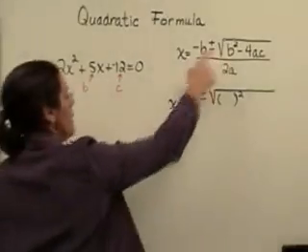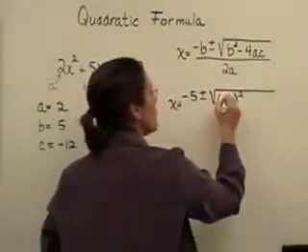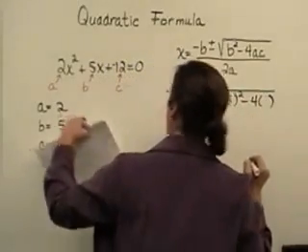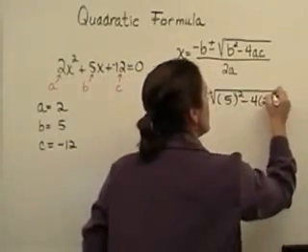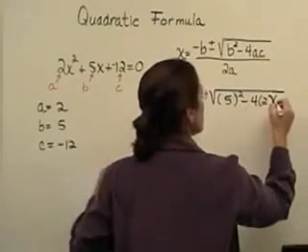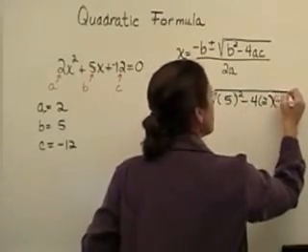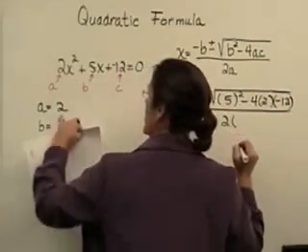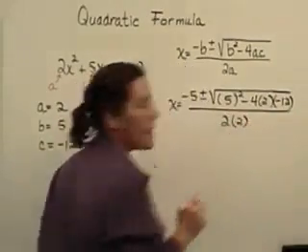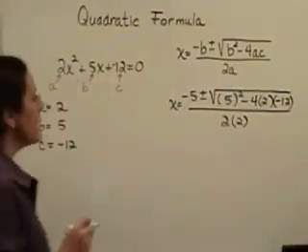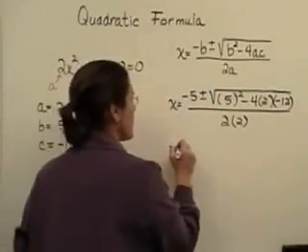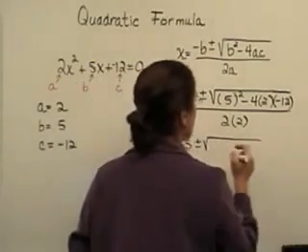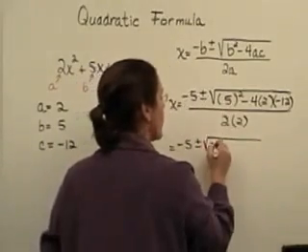Again, b squared, and my b is 5, so I have 5 squared, minus 4 times a, my value for a is 2, times c, my value for c is minus 12. All of this is divided by 2 times a, and my value for a is 2. So it looks like I have a 4 in the denominator. And then all I ask you to be careful of, and I like to just do this in my head with a little bit of help of the calculator, 5 squared is 25.